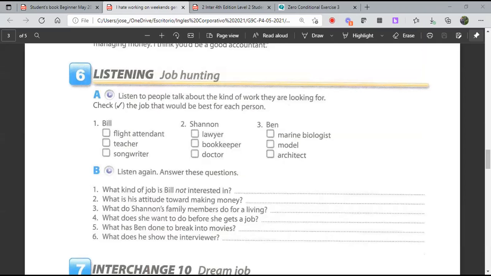Listen to people talk about the kind of work they are looking for. Check the job that would be best for each person. 1. Bill. So, what kind of job are you looking for? Well, I haven't made up my mind. I love working with people, and I love traveling. I don't want a job where I'm stuck in an office all day. I want to get out and see the world. Are you interested in working in business? That's where you can sometimes make good money. I'm not really interested in making a lot of money at this point in my life. I'll worry about that later.